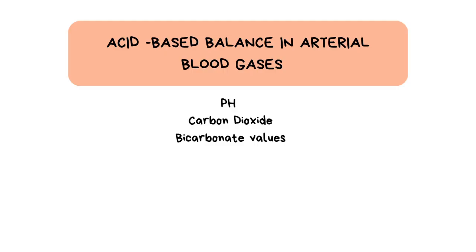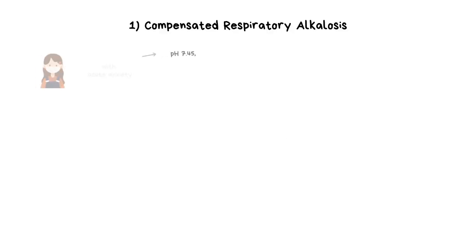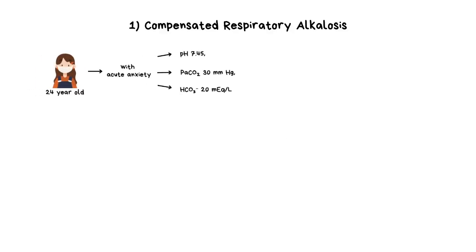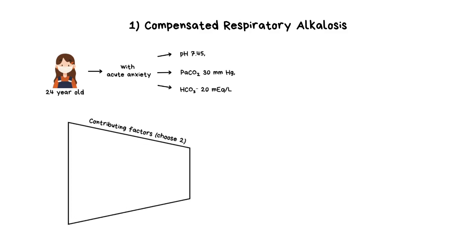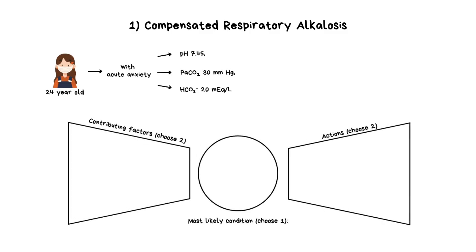Let's start with a bow tie question that combines ABG interpretation with anxiety-induced hyperventilation. A 24-year-old with acute anxiety has arterial blood gases drawn. pH 7.45, carbon dioxide 30 millimeters of mercury, bicarbonate 20 milliequivalents per liter. Complete the bow tie by selecting 2 contributing factors, the most likely condition, and 2 appropriate nursing actions.